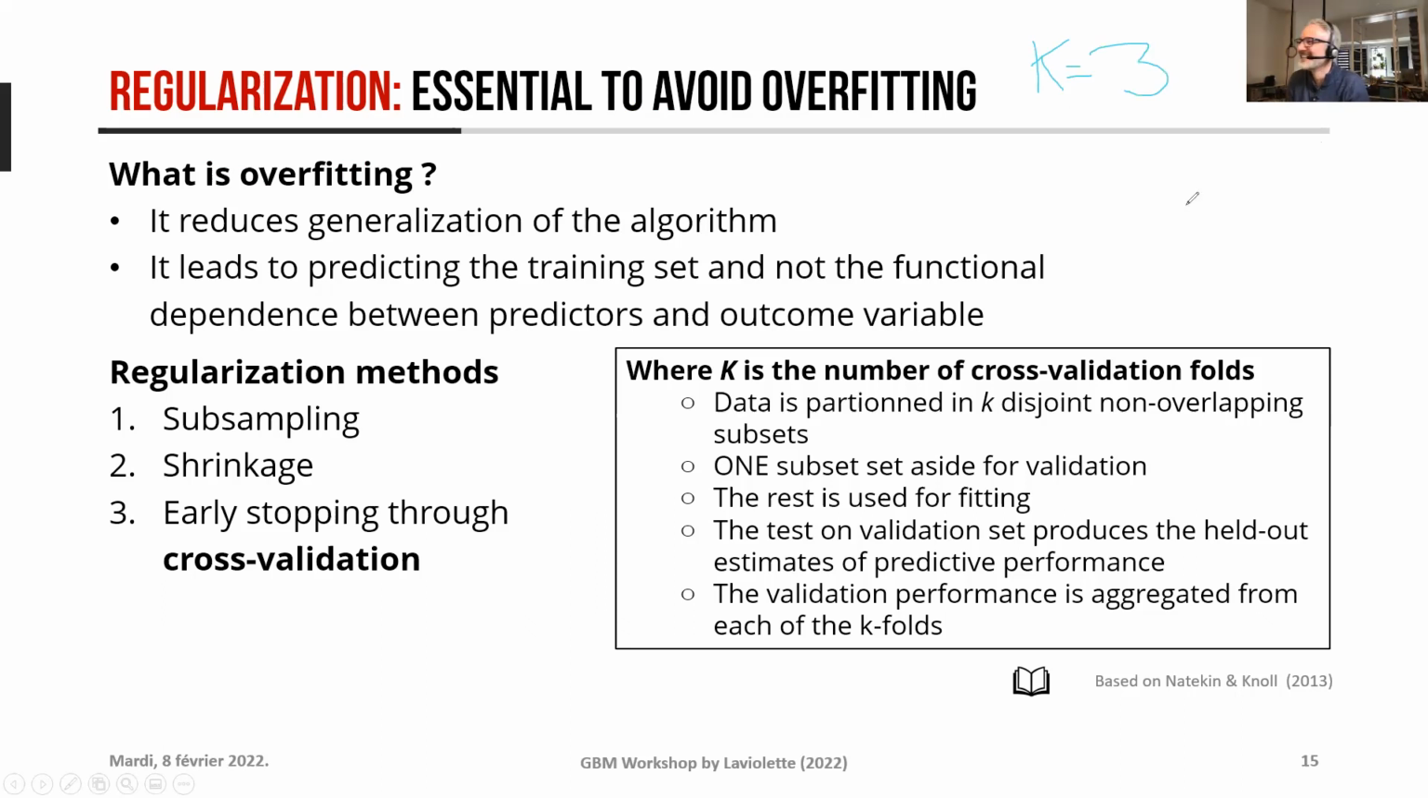Okay. Let's say we set our cross-validation with 3 folds. I say 3 instead of 5 because it's going to be easier to draw. So we have our training set and our testing set. Test and train.